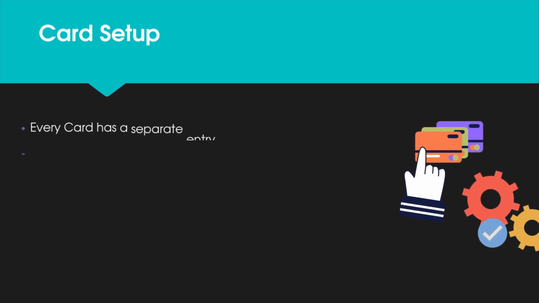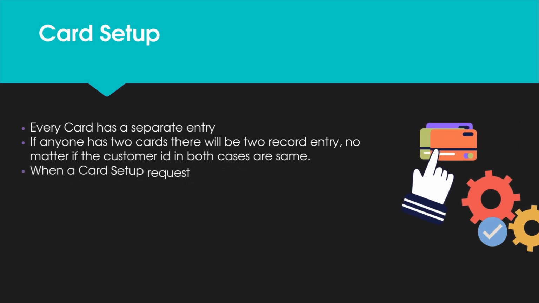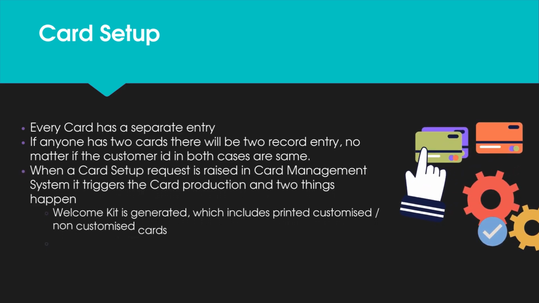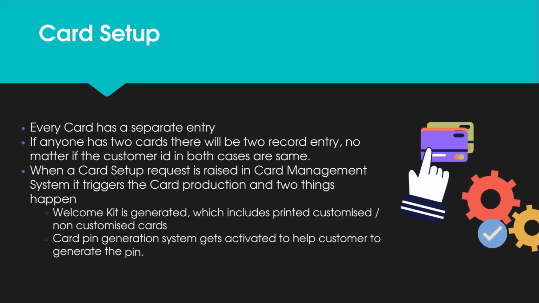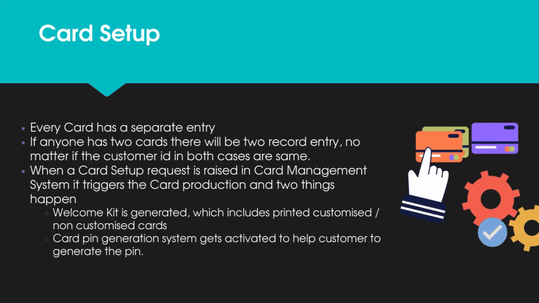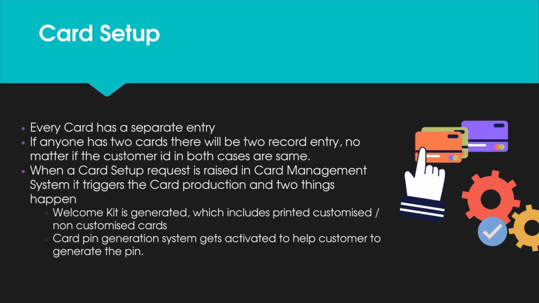Once the account is set up, it's time to move on to the card setup. Here, the bank triggers the production of your physical card. Even if you have multiple cards, each one will have its own separate entry in the bank's system. Let's say you've got 2 credit cards from the same bank. There will be 2 distinct records for these cards.